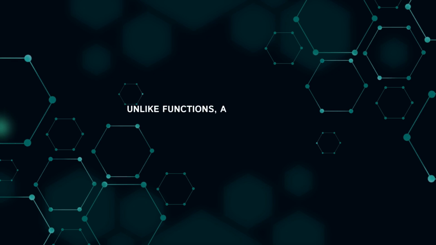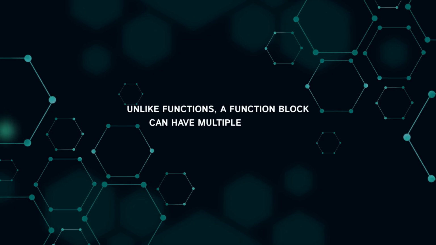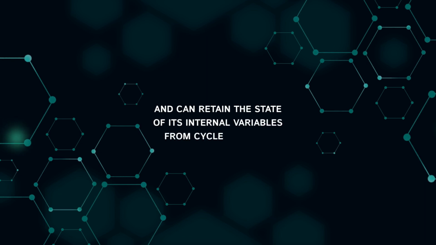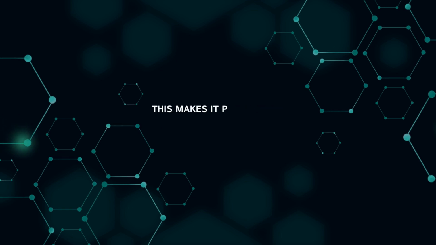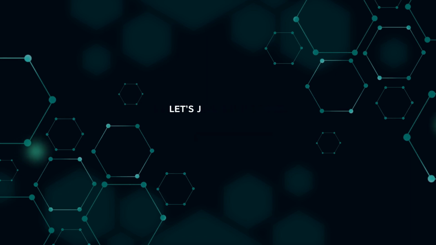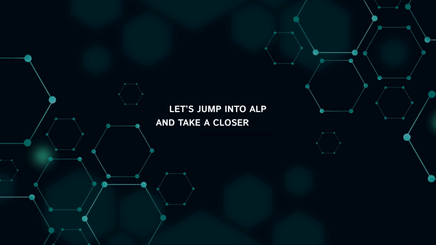Unlike functions, a function block can have multiple outputs and can retain the state of its internal variables from cycle to cycle. This makes it perfect for implementing things like a pulse counter. Let's jump into ALP and take a closer look.